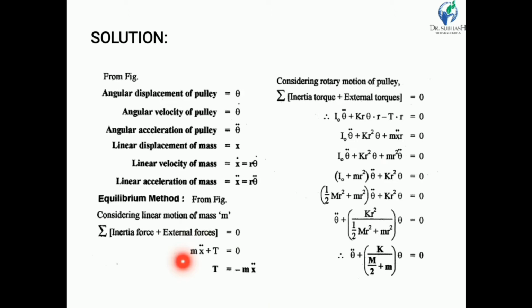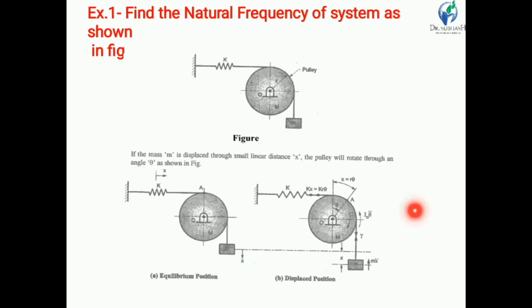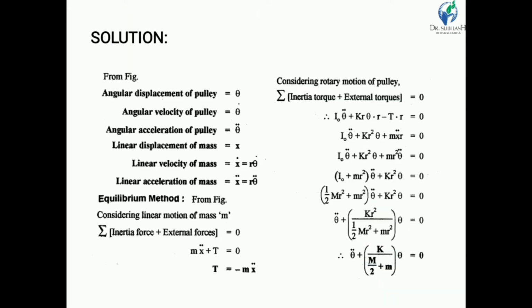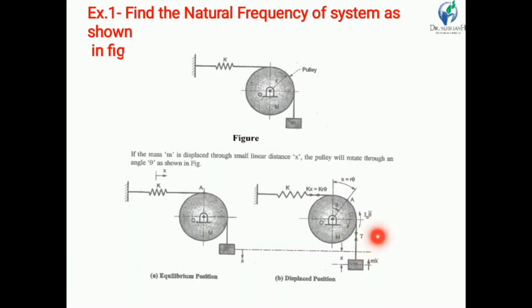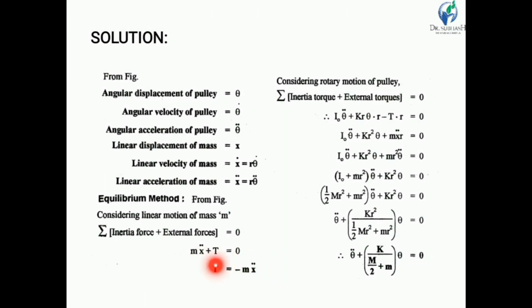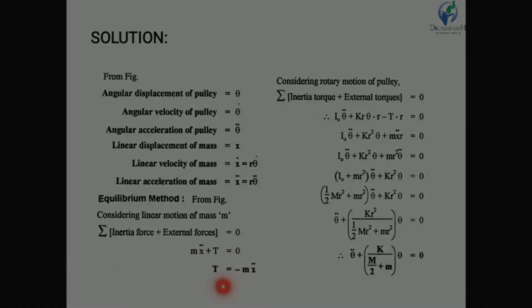The inertia force always acts in the direction opposite to the motion of the body. The mass is moving in the downward direction, so the inertia force m x double dot is acting in the upward direction. Plus there is another force, known as T. It is a tension force, since some tension arises in the string. So m x double dot plus T is equal to 0, and we get the tension T equal to minus m x double dot.